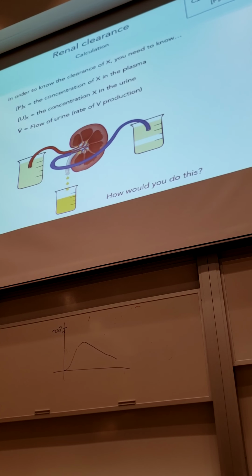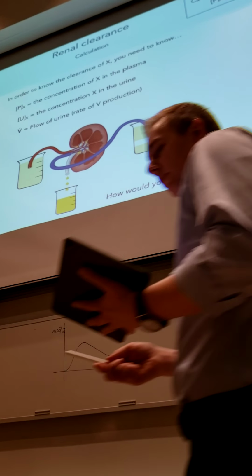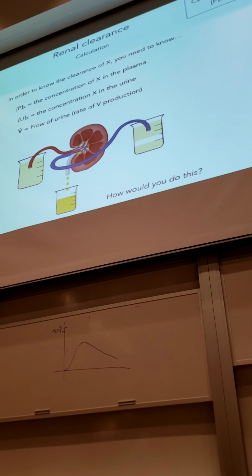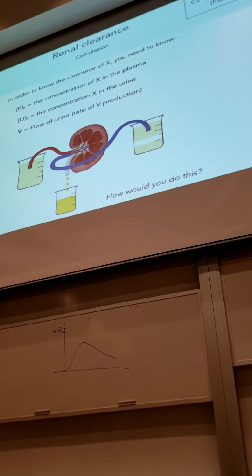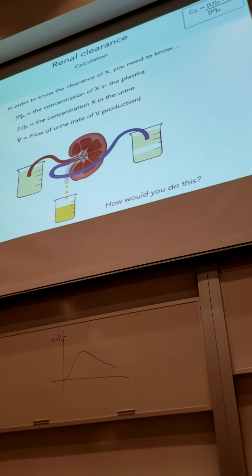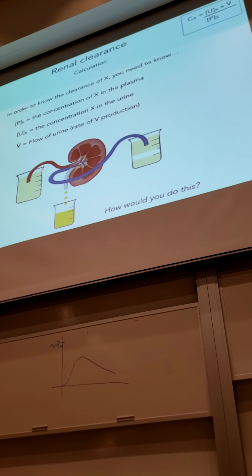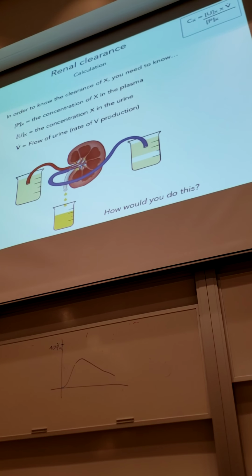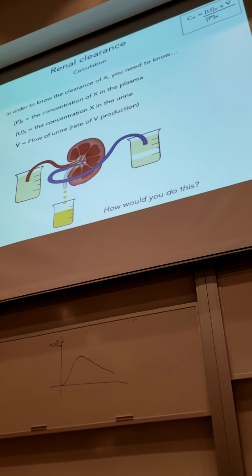In order to calculate this, yes, we have an equation. And I want to spend a moment talking about this. We have an equation that helps us determine the clearance of a particular substance. So clearance of X, we could say urea. What do we need to know in order to figure this out? We need the concentration of X in the plasma. So how much urea is in the plasma? How many milligrams per whatever?